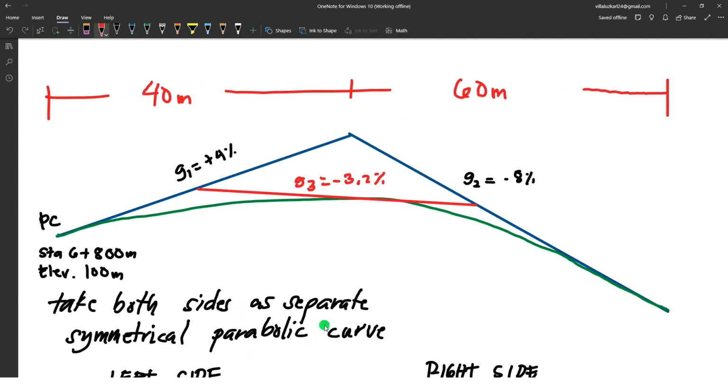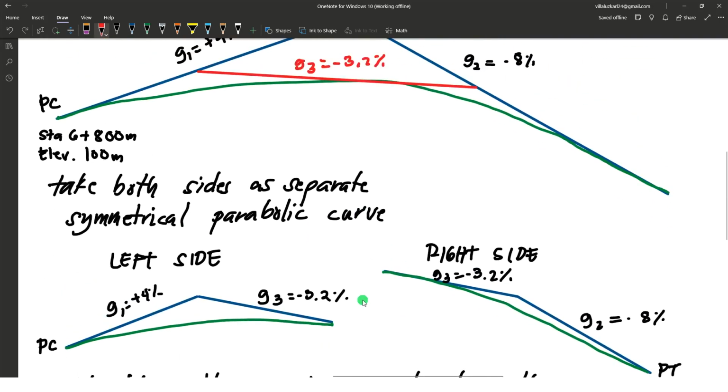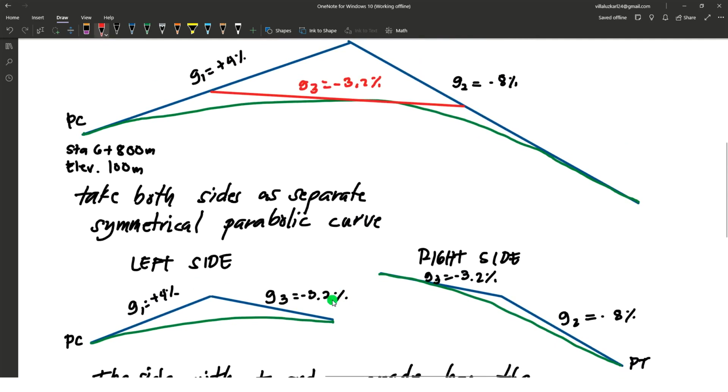Then we compare their grades. Usually, the side which has the positive and negative grades, that's the location of the highest point. As well as on a sag curve, the one with the negative and positive grade, that's the location of the lowest point.